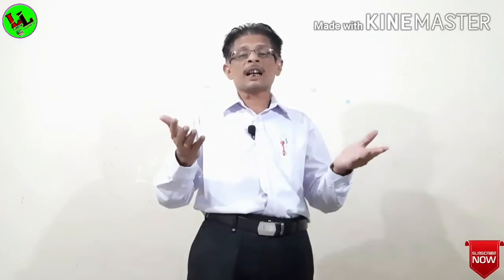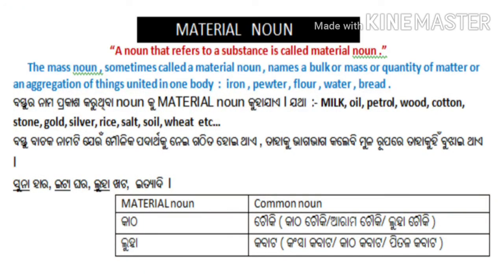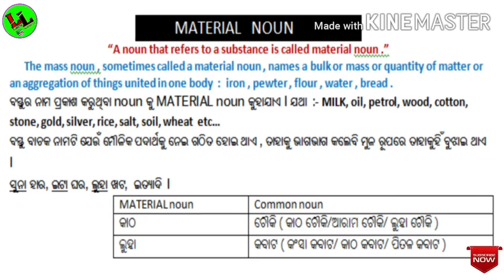Now we will proceed to material noun. What is material noun? We will see now. A noun that refers to a substance is called material noun. The mass noun, sometimes called a material noun, names a bulk or mass of quantity of matter or an aggregation of things united in one body. For example, iron, pewter, flour, water, bread. Now see, there are some more examples of material noun also. They are milk, oil, petrol, wood, cotton, stone, gold, silver, like this.